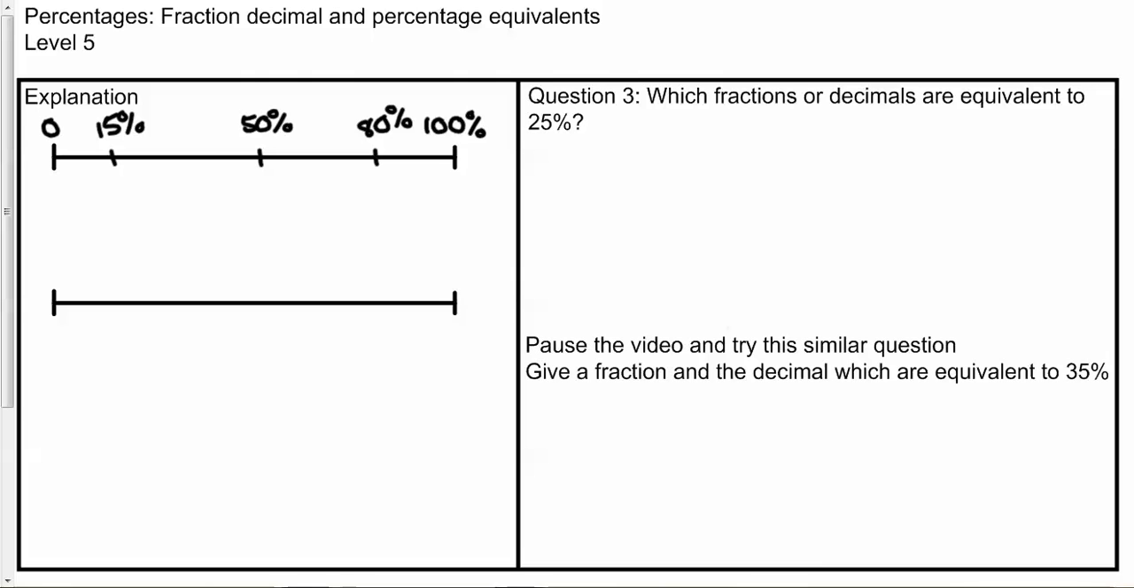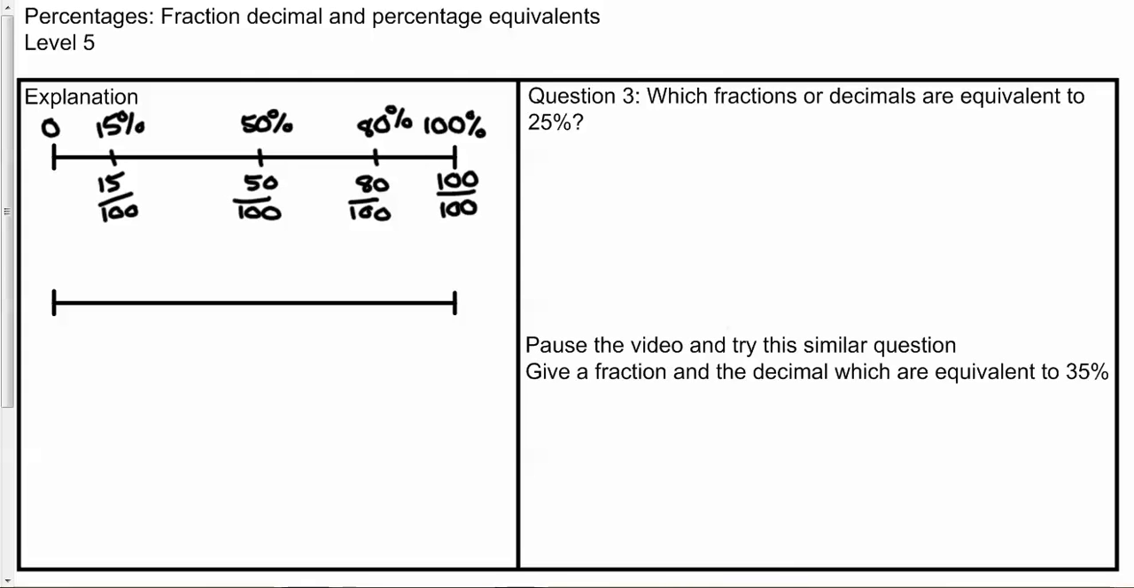Now the easiest way to convert those from percentages to fractions is that a percentage is out of 100. So 15% for example means 15 out of 100. 50 is 50 out of 100. 80% the same. Obviously if we look at 100%, that means the whole lot, 100 out of 100. Now with these fractions we can simplify them.